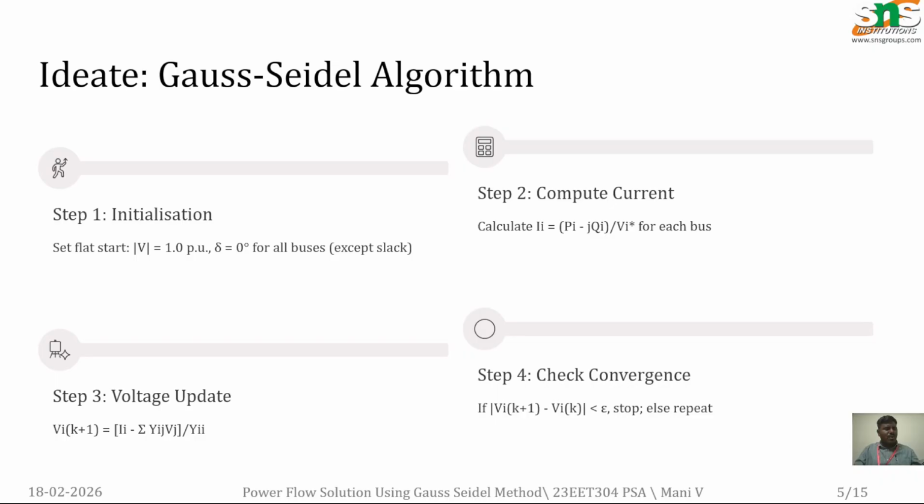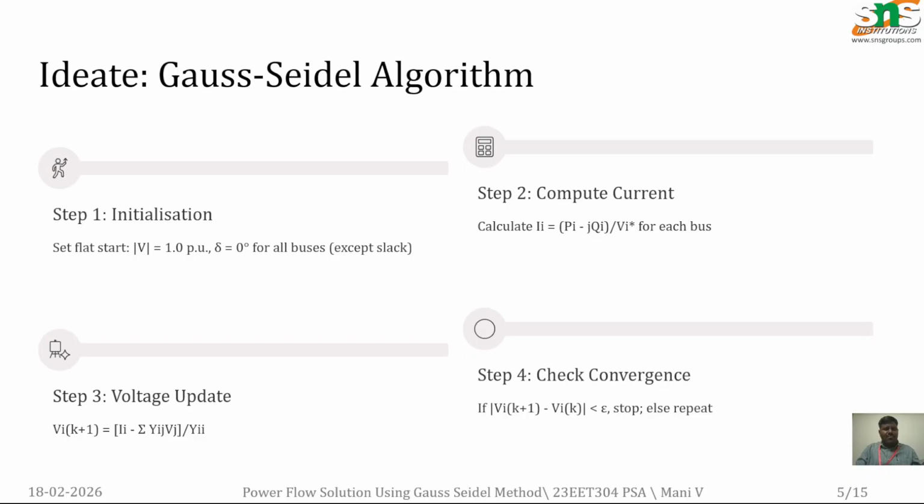At step number one, we have to initialize. Here we have to read how many buses there are, how many generator buses, how many load buses, and what the slack bus is. What are the known values of each bus, like voltage, real power, reactive power, phase angle, etc., except for the slack bus. So we have to read all the data.